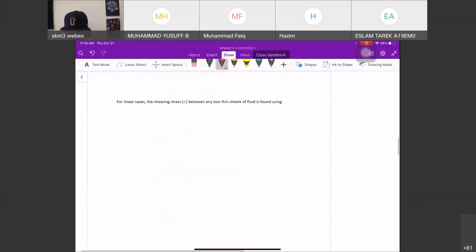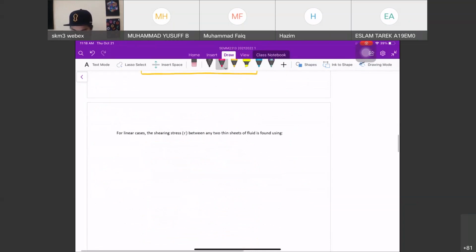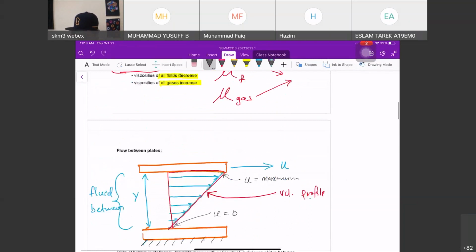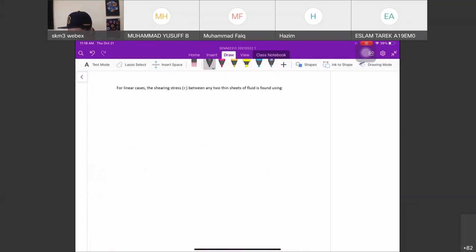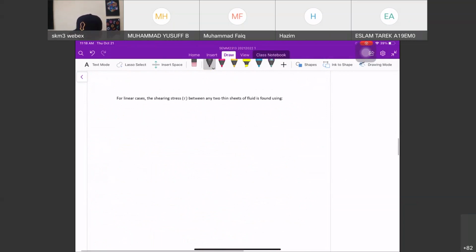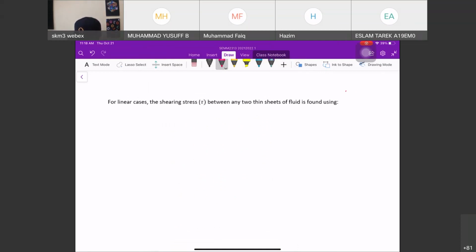Okay. So for the linear case, all right, please listen carefully. For the linear case, we are referring to the first one, the linear case. The shearing stress between any thin sheet of fluid is found using this symbol here. This is the symbol of shearing stress, equal to force over area.